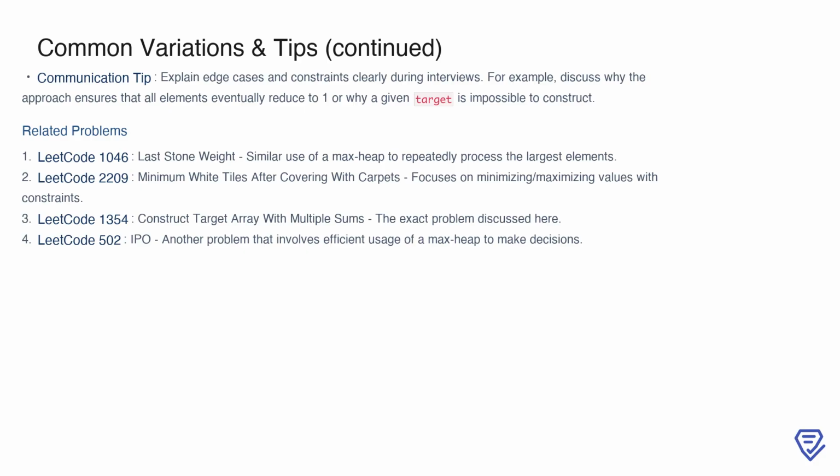Additionally, this problem shares similarities with other problems you might encounter. For instance, LeetCode 1046, Last Stone Weight, also involves using a max heap to process the largest elements repeatedly. LeetCode 2209, Minimum White Tiles After Covering With Carpets, focuses on optimizing values under given constraints, and LeetCode 502, IPO, requires efficient usage of a max heap for decision-making. Of course, the problem we're discussing, LeetCode 1354, is the central focus here, but recognizing these connections can help you see patterns in problem-solving techniques and apply them across different contexts.